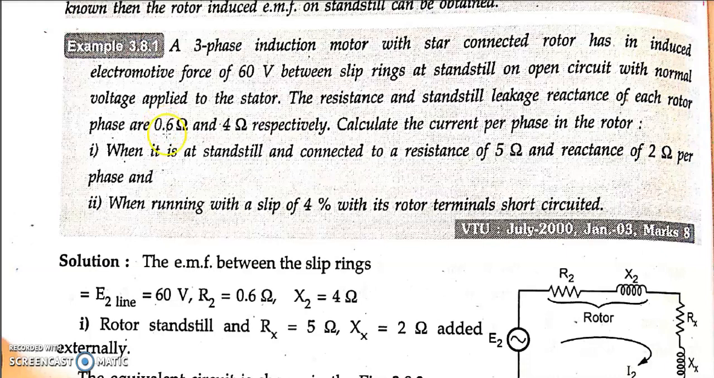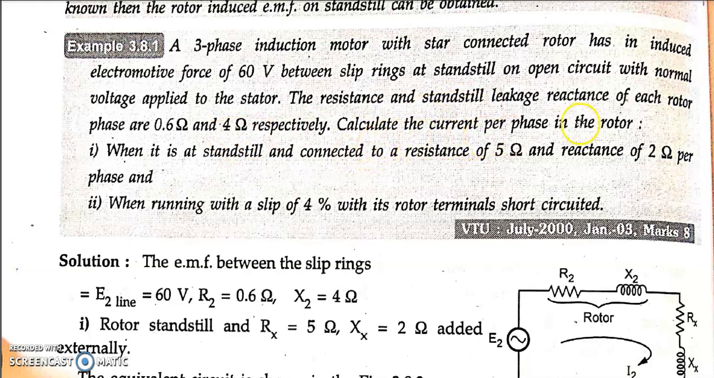So rotor resistance is 0.6 ohm and rotor reactance is 4 ohm. Remember, it is a standstill. It is very important whether it is a running condition or a standstill condition. That is an important aspect here. So R2 is 0.6 whereas X2 is 4 ohm. It is not X2R, it is X2. Why? Because it is not running. It is given here clearly: standstill.